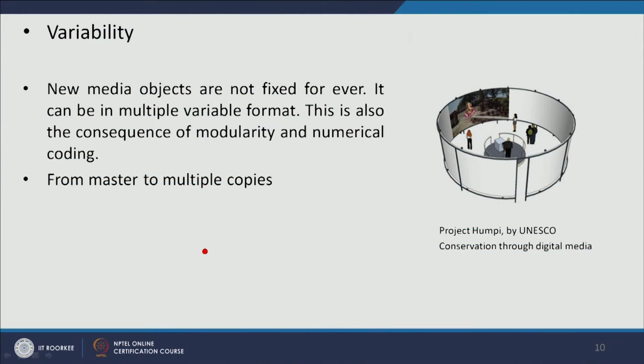So another characteristic of new media is variability. New media objects are not fixed forever. They can be manipulated in variable formats. This is also happening because of modularity and numerical coding, which are the first two characteristics we discussed. For example, from the mother copy we can make many other different copies, and we can change the format of the copies.